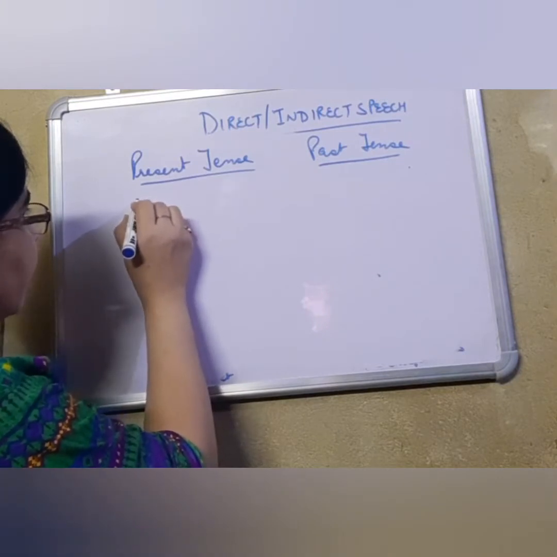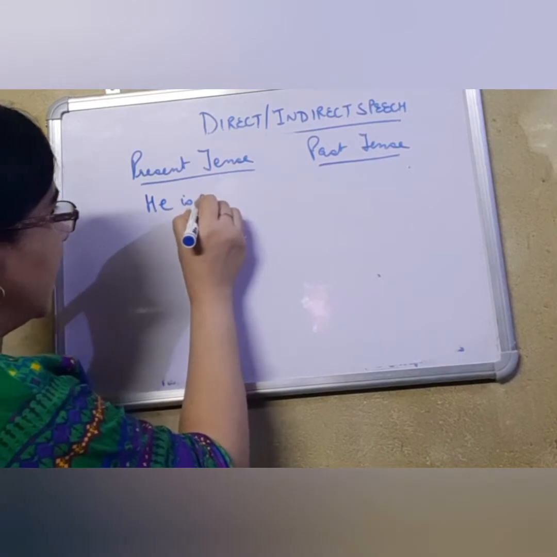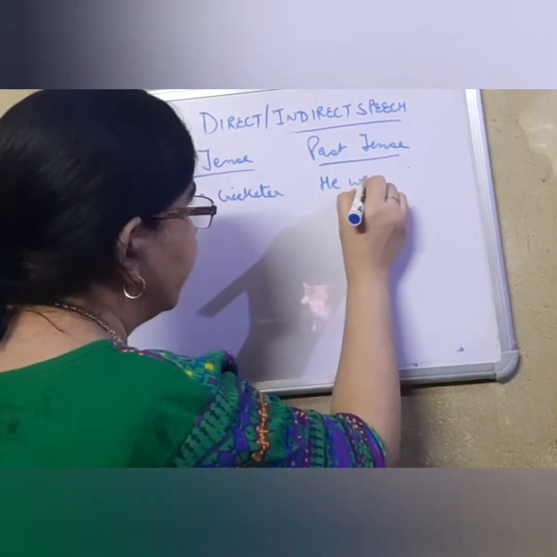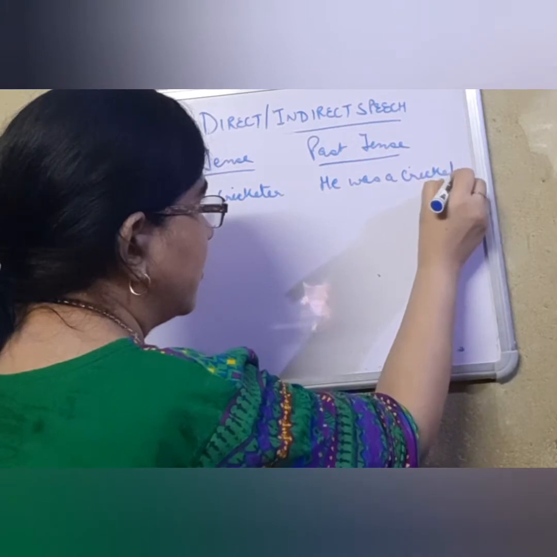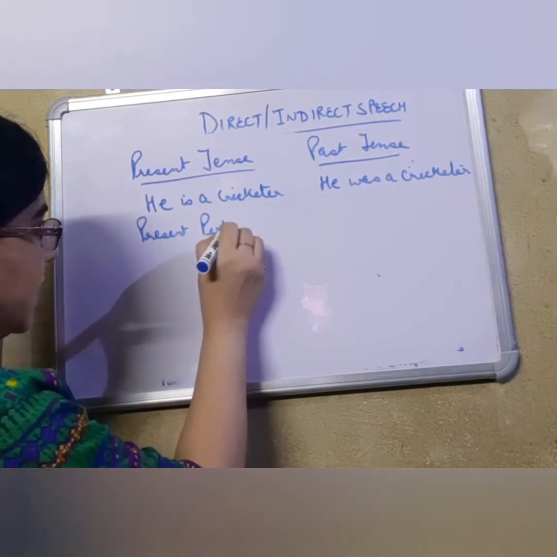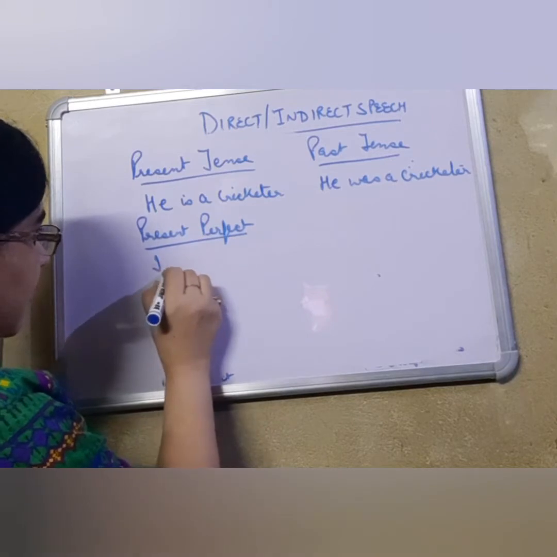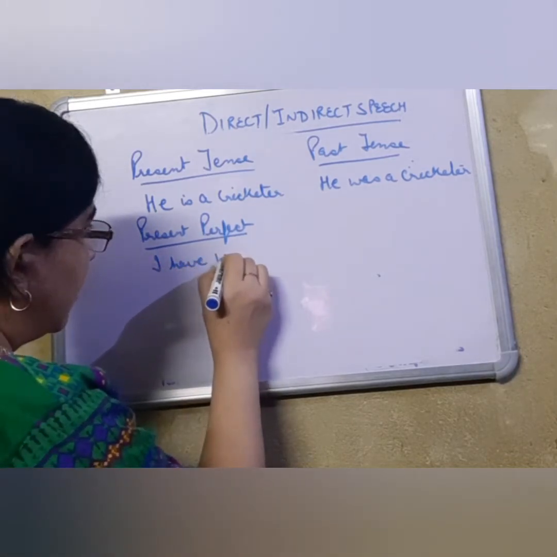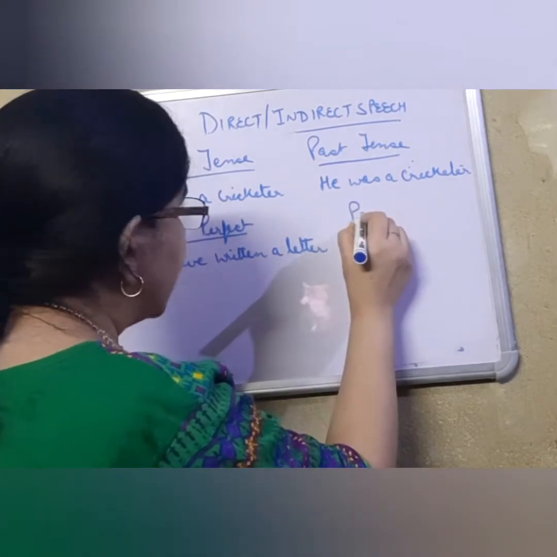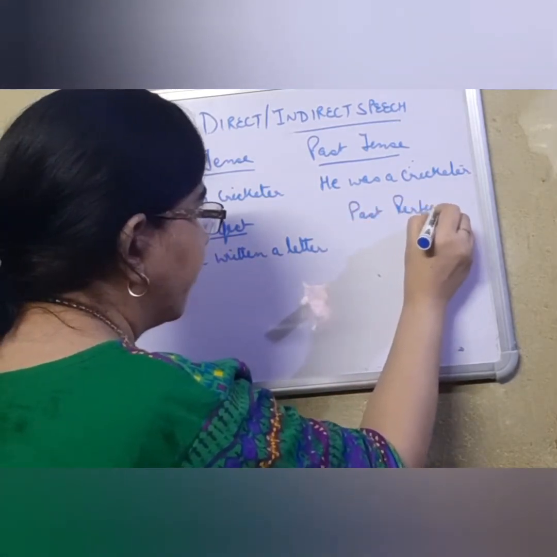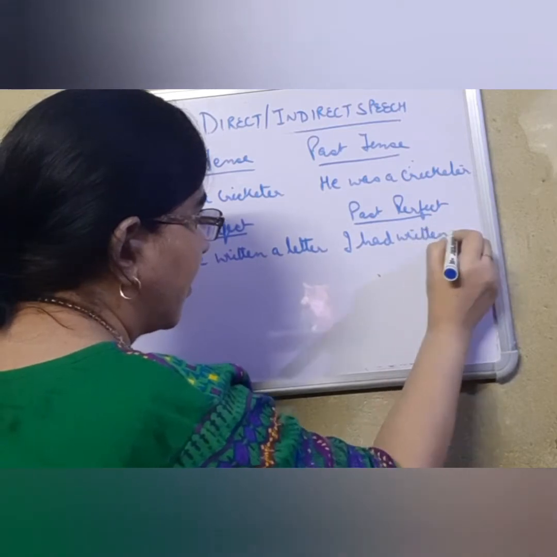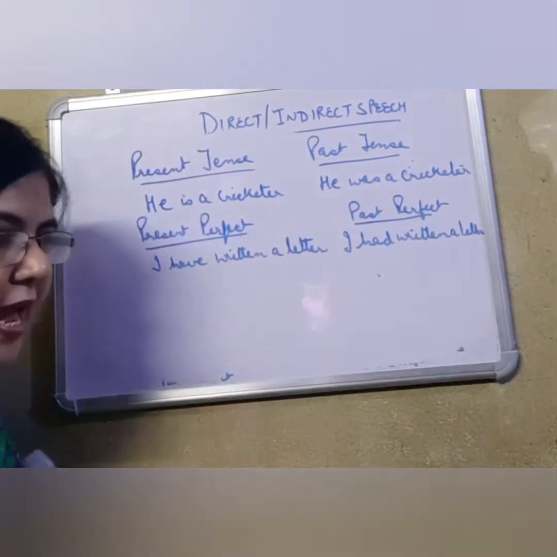Look at the example of simple present tense or present indefinite and past indefinite. Here suppose I am writing, he is a cricketer. Past tense, he was a cricketer. Then comes present perfect. I have written a letter. Past perfect becomes I had written a letter. That means have becomes had.